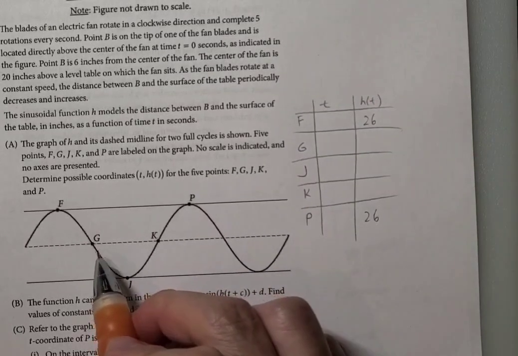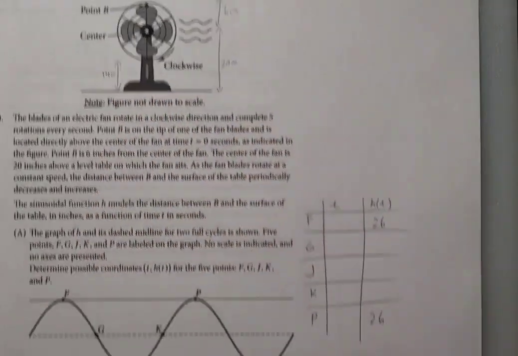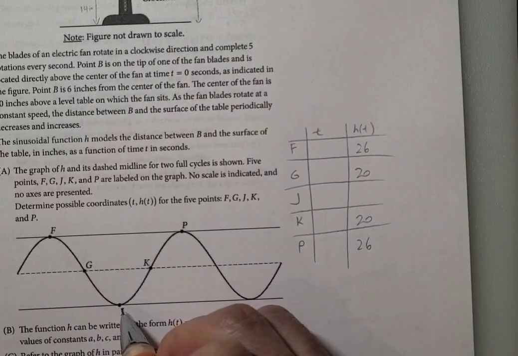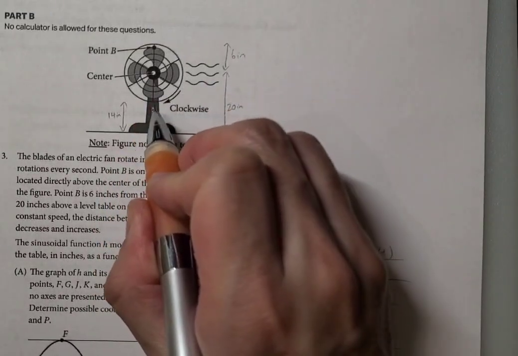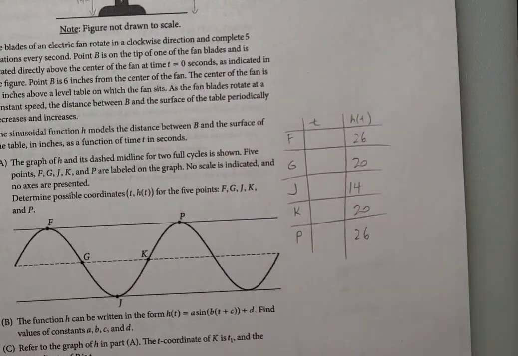As we said, G and K, it's when it's going to be at the center. What's the height? That would be 20. J is at the lowest point, which is down here. So that, we said, was 14 inches. So we got all the y coordinates already.